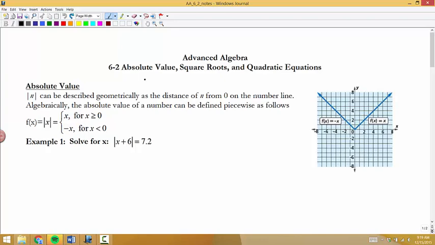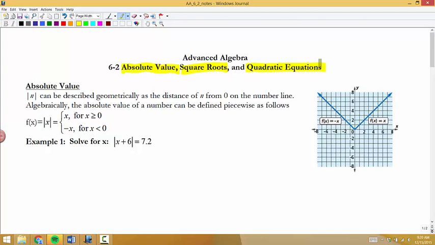Alright, these are the notes for today, 6-2. What we want to do today is look at the relationship between absolute value and square roots, and then relate it to how we can use it to solve quadratic equations.